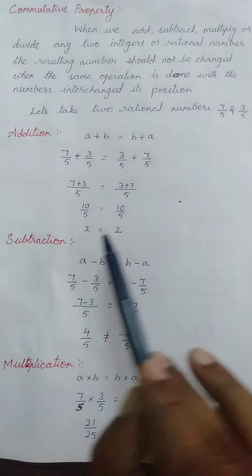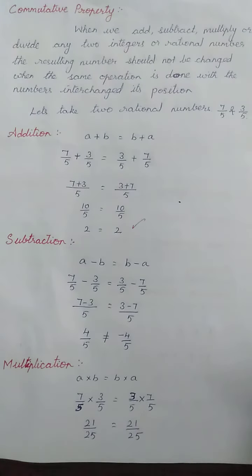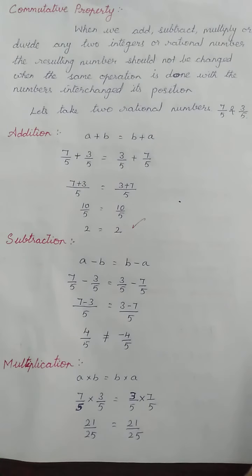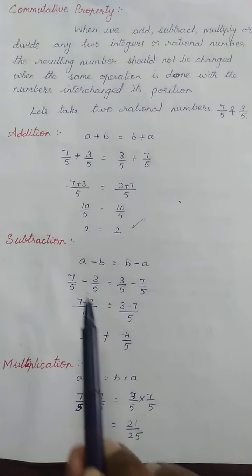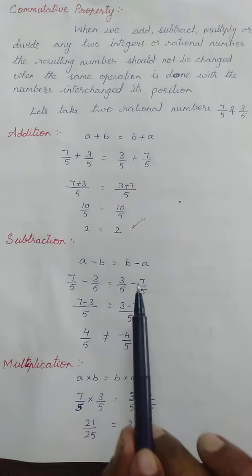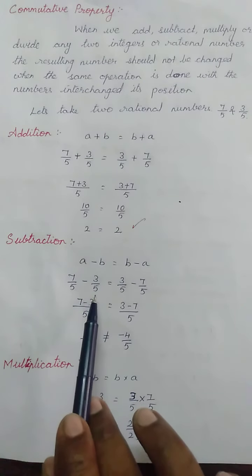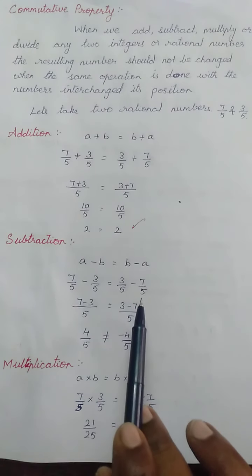Do we have the same numbers? Yes. So commutative property under addition is true. Let us check for subtraction. A minus B equals B minus A. So 7 by 5 minus 3 by 5 is equal to 3 by 5 minus 7 by 5.